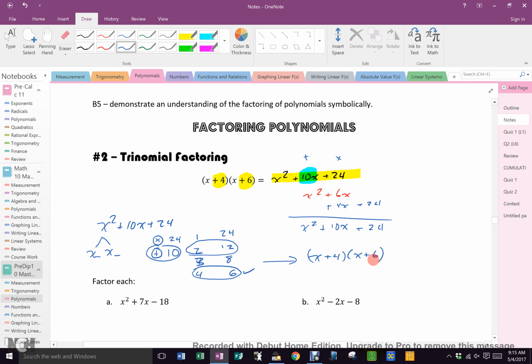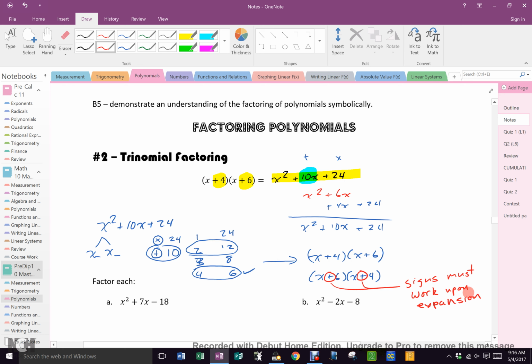Now, do not feel that you have to write it x plus 4, x plus 6. You could write x plus 6, x plus 4. They are the exact same thing. The only time you have to be careful is your signs must work upon expansion.